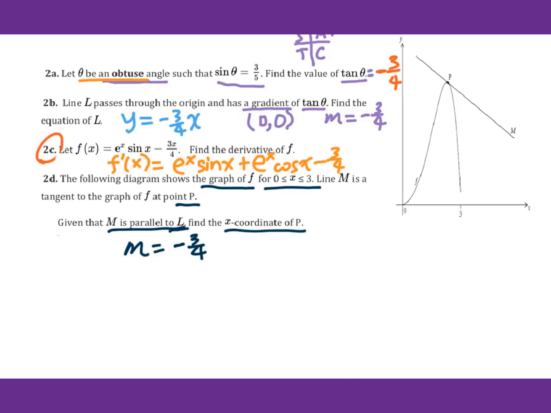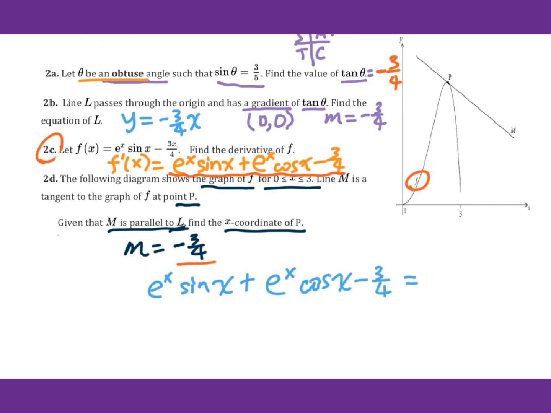First of all, we know the derivative of f of x is the slope of a tangent line. Therefore, this derivative will be the slope of a tangent line for this f function. It will equal negative 3 over 4. So you get e to the x power sine x plus e to the x power cosine x, then minus 3 over 4 equals negative 3 over 4. We organize. This is gone.